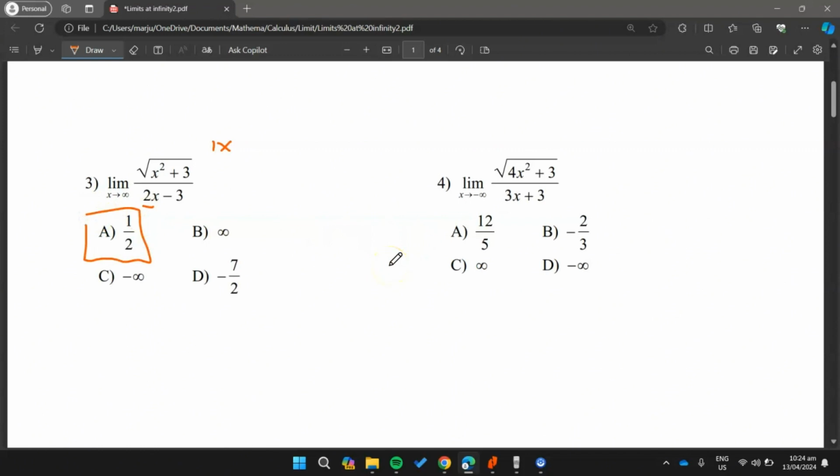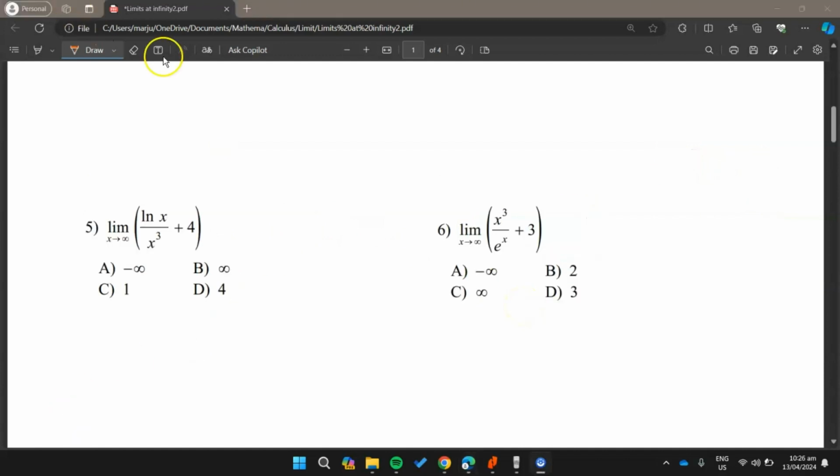What about number 4? Again, this is still equally heavy. So when we take the square root of 4x squared, this will actually give us 2x. So we will have 2x over 3x, so we have 2 over 3. And again, we are approaching towards negative infinity, so we will get this.